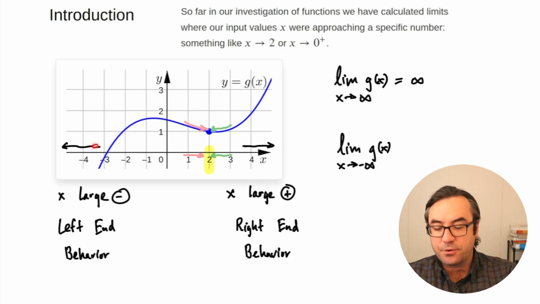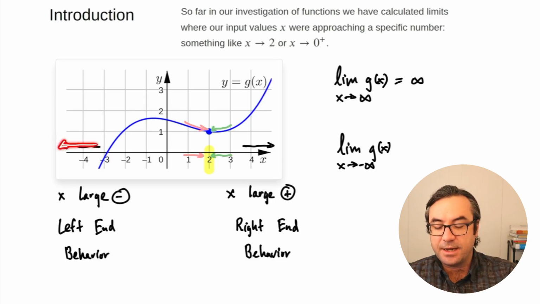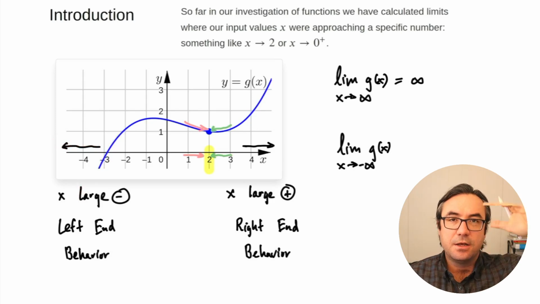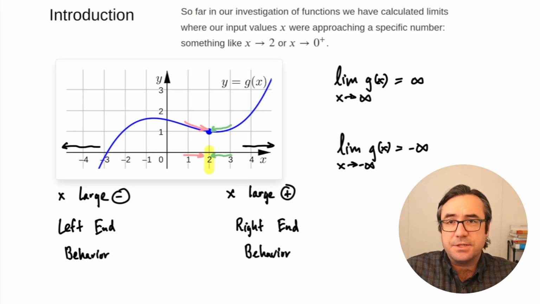And if we go in the other direction, if we look at the left end, as x gets larger negative, if we follow the trend here, it looks like this graph is just going to get lower and lower and lower. So it's going to minus infinity. All right, so let's try some numerical examples.